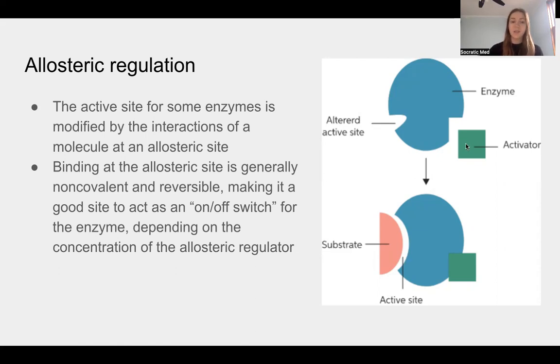And this binding is non-covalent and it's usually easily reversible. So it's a great spot for an on-off switch for this enzyme to be activated.